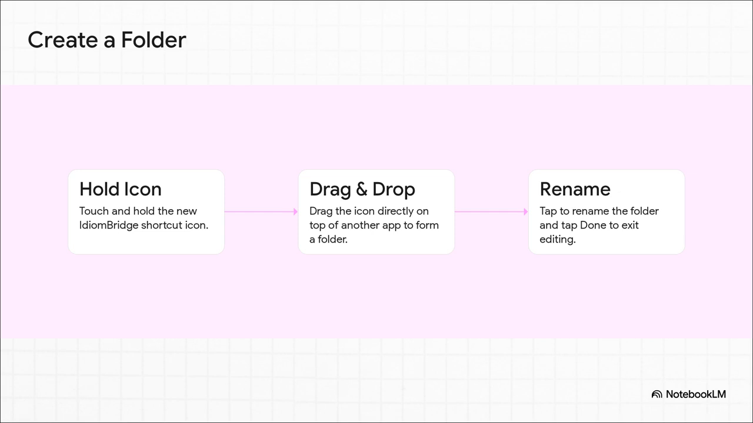Step 3. Just tap on the text box right above that new folder to rename it. Give it something inspiring and clear, like language apps or study links. Once you have it perfectly named, tap Done in the top right corner on iOS, or just tap anywhere outside the folder on Android. That exits the editing mode and locks everything securely into place.